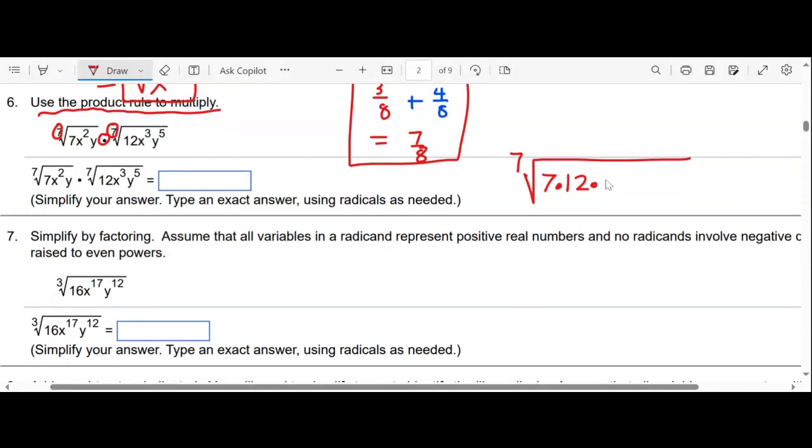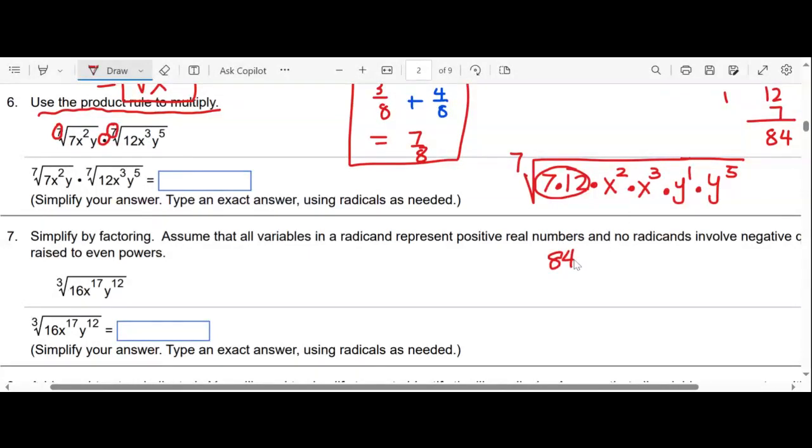So now I can just say 7th root, 7 times what? 12 times x squared times x to the power of 3 times y to the power of 1 times y to the power of 5. If you use a calculator or just do the multiplication, 7 times what? 7 times 2, 14. Mark, you carry 1. 7 times 1, 7 plus 1, 84. So this one is 84.